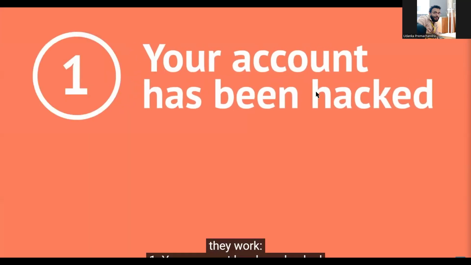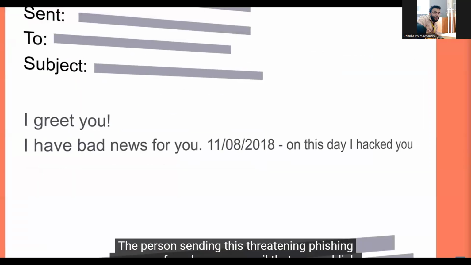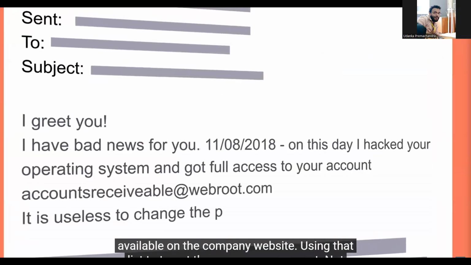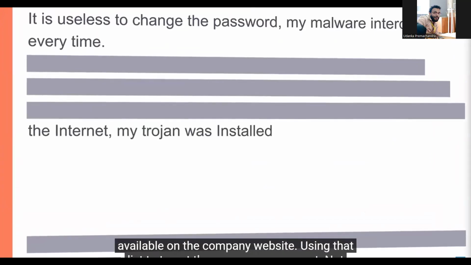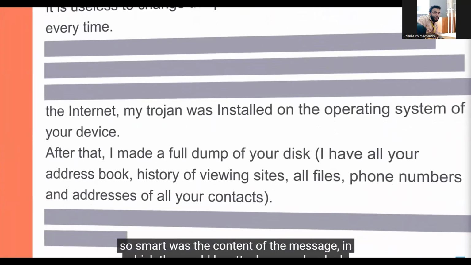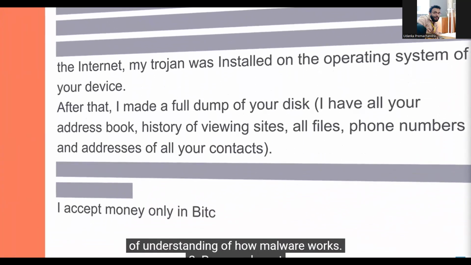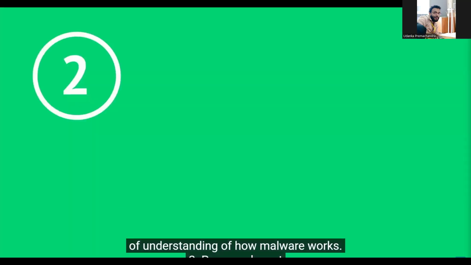1. Your account has been hacked. The person sending this threatening phishing message found a group email that was publicly available on the company's site. Using that list to target the message was smart. Not so smart was the content of the message, in which the would-be attacker reveals a lack of understanding of how malware works.